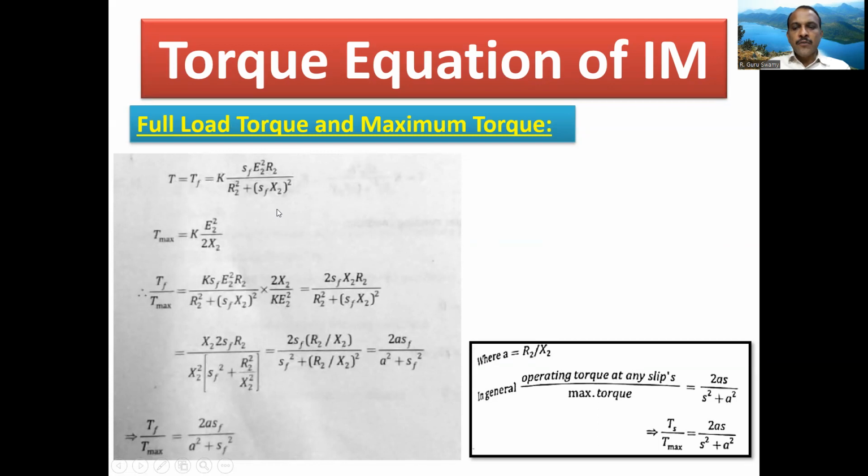Now under full load, what happens? This is your torque, and this is your maximum torque which we have just discussed, K E2 square divided by 2 into X2. Now take full load torque divided by maximum torque. This is your actual value, and this is your maximum value, so when it goes to the numerator it becomes reciprocal. You can see K E2 square gets cancelled, and you are going to get this equation: 2 Sf X2 into R2 in the numerator. In the denominator, X2 square is taken as common: Sf square, where Sf is the slip at full load, plus R2 square by X2 square. X2 in the numerator and X2 in the denominator get cancelled, and it becomes R2 by X2. R2 by X2 is termed as a, so we get 2a Sf divided by Sf square plus a square. That is the ratio of full load torque to maximum torque.